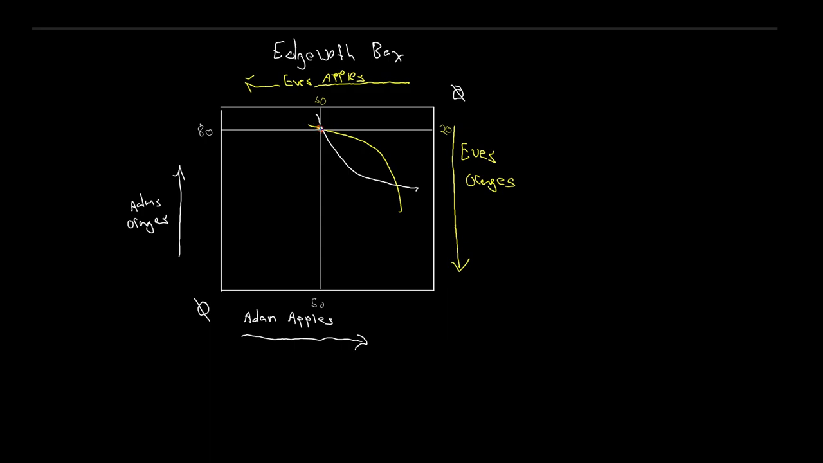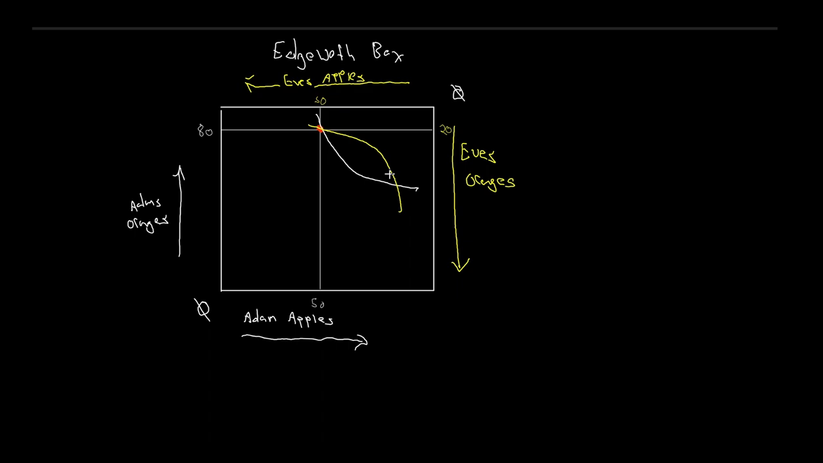And we now see that they both have this initial starting point. They have their points such that they would be indifferent all along here. They could trade amongst themselves, and as long as they were along this line, they would be of no higher or no lower utility.